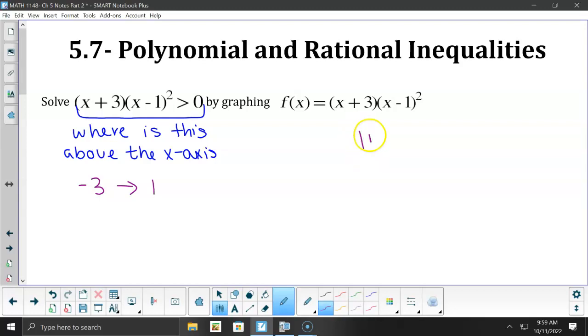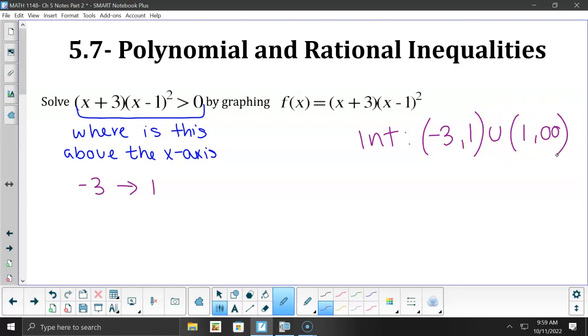If we're writing it in interval notation, I go from negative 3 to 1, but not inclusive, because it has to be greater than 0, not equal to 0. Then I keep going from 1 to infinity.